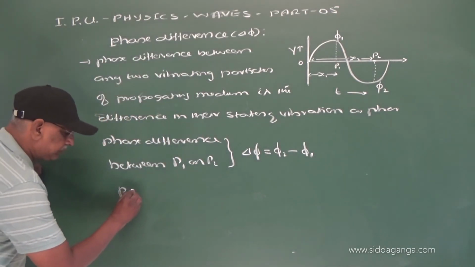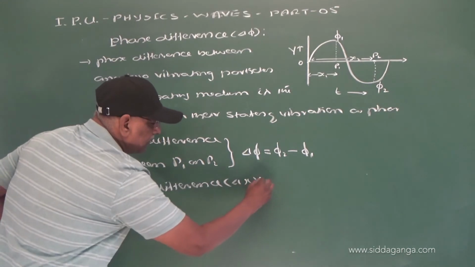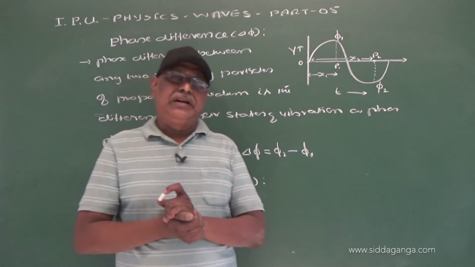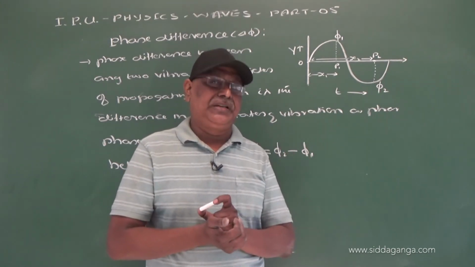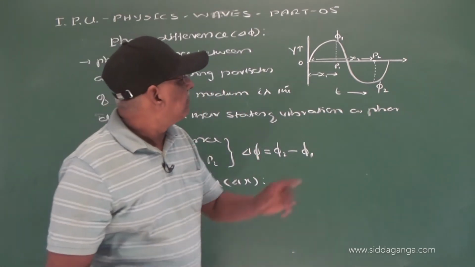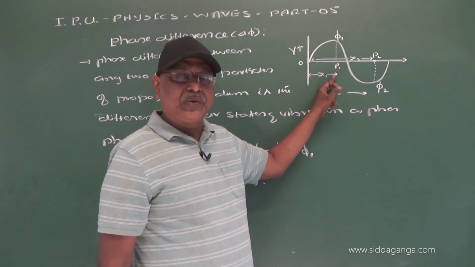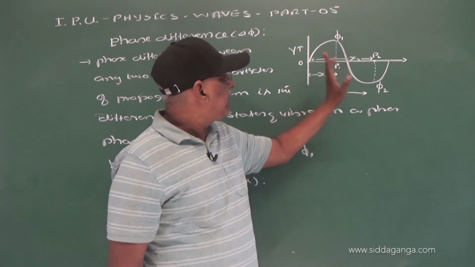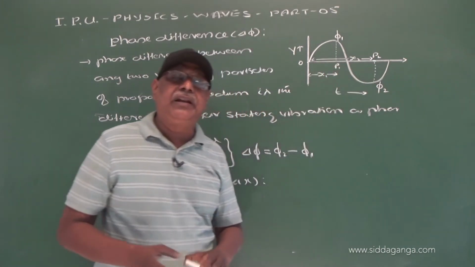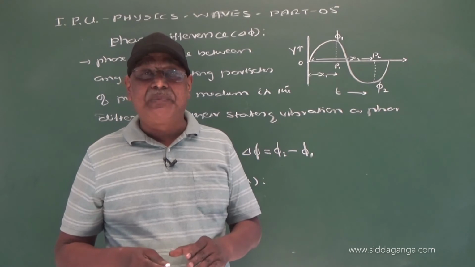Again we have the term path difference, denoted by delta x. So if two particles are vibrating with different phase, then they cannot have the same position. Obviously they have different positions, and of course they are separated by a certain distance. We see here the particle P2 is at a distance x2, the particle P1 at a distance x1, and the two particles P2 and P1 are separated by a distance of x2 minus x1. So the distance between two vibrating particles in a medium is called the path difference between two particles, right.